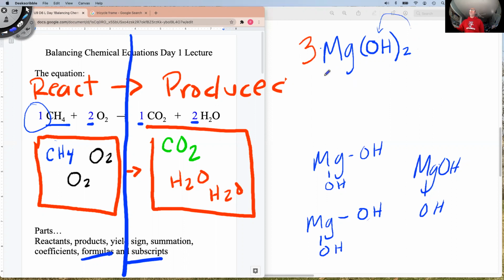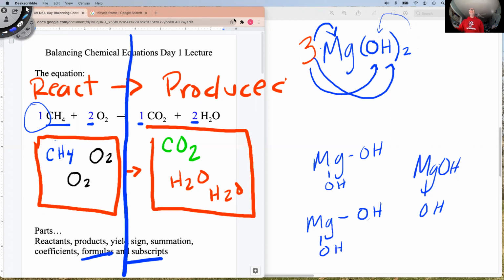You're going to have to understand that 3 would mean you have 3 magnesiums. You already have 2 oxygens in each molecule, which means this would be 6 oxygens, and you would also have 6 hydrogens. 1, 2, 3, 4, 5, 6. How many magnesiums? 3. 1, 2, 3.